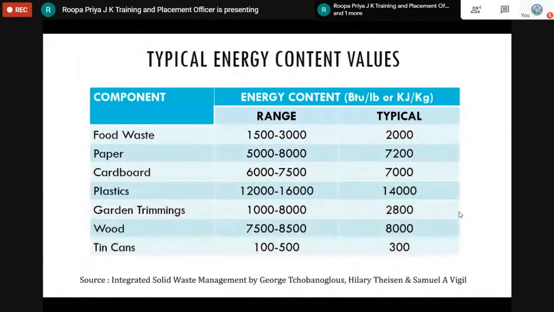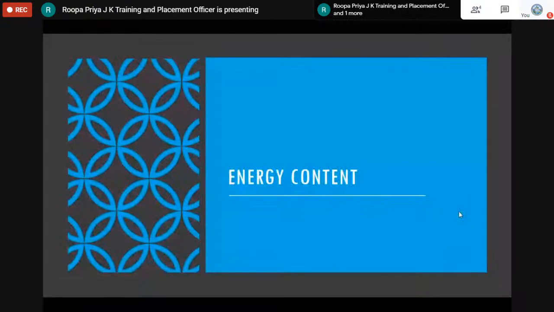So these are the typical energy content values. As I mentioned, we will be solving one or two questions under this energy content. It is very important for us to remember the typical values, or sometimes in most of the questions they have already given the typical values. So you just have to know that these are the components, this is the range, and this is the typical energy content, which is expressed either in BTU per pound or kilojoule per kg. There are a few questions which I'll be solving under energy content.